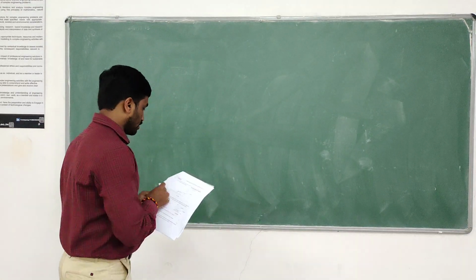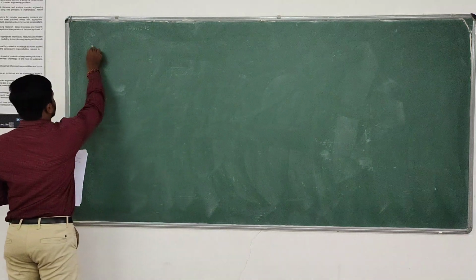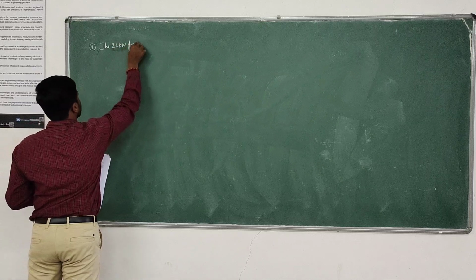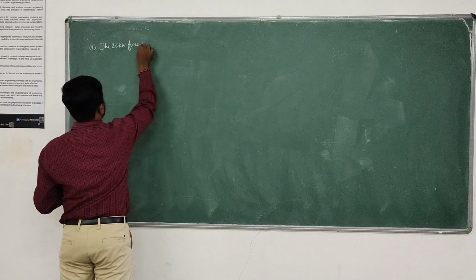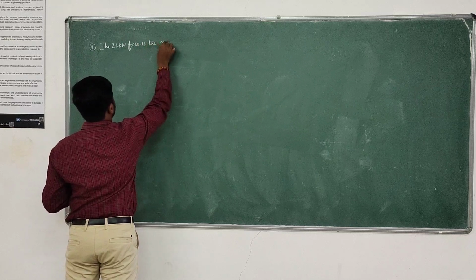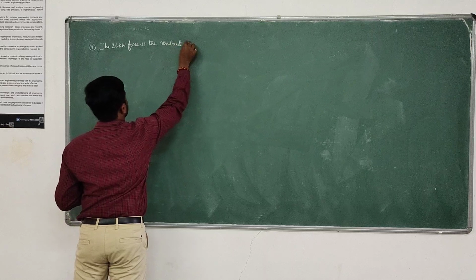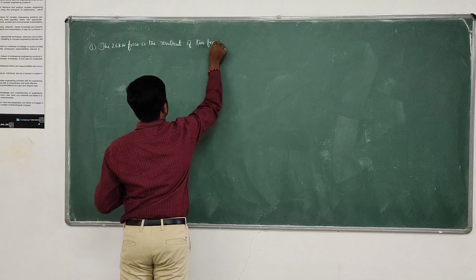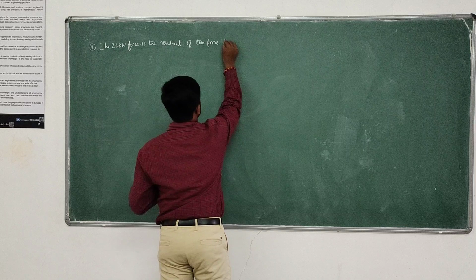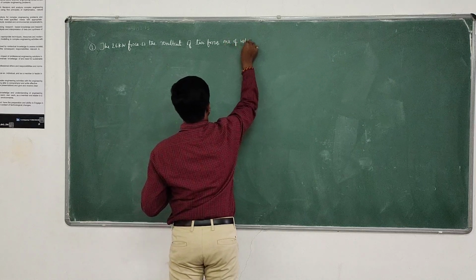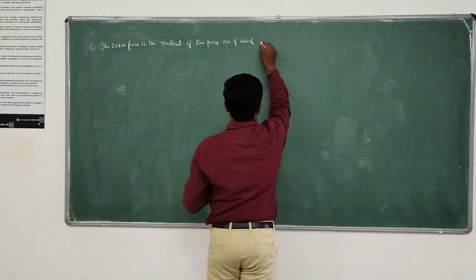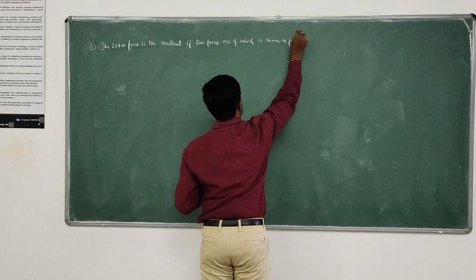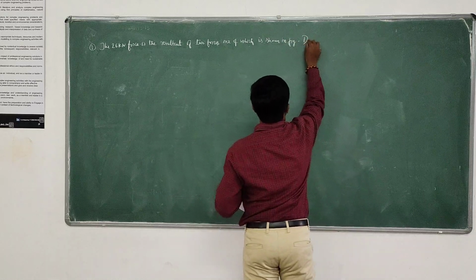So the problem is: the 26 kilonewton force is the resultant of two forces, one of which is shown in the figure. Determine the other force.